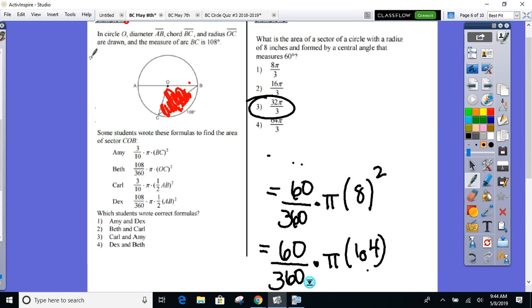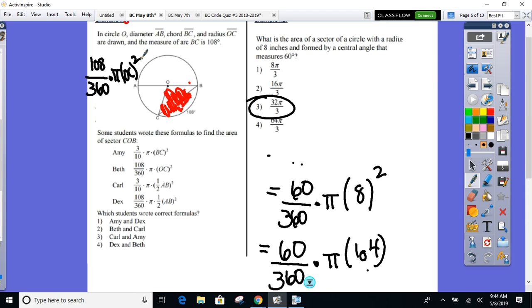So I would go 108 over 360 times, now notice, did I give you the radius length at all? No, okay, but somebody pick a radius off here that I could plug in. OC, sure. We could have also done OB or OA. So I'll do OC squared because it's pi r squared. And I forgot the pi. Hold on. So pi times OC squared.